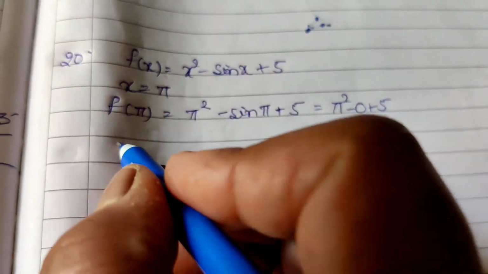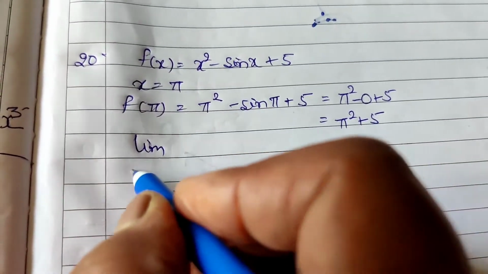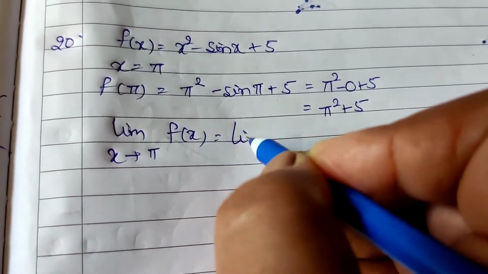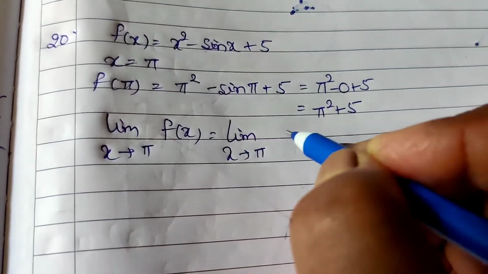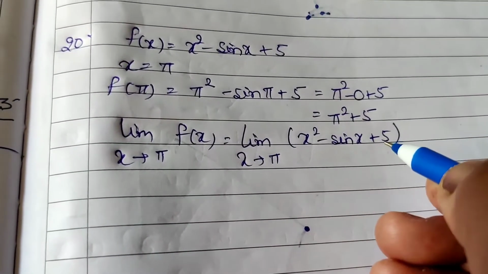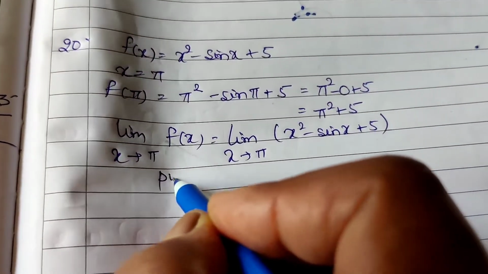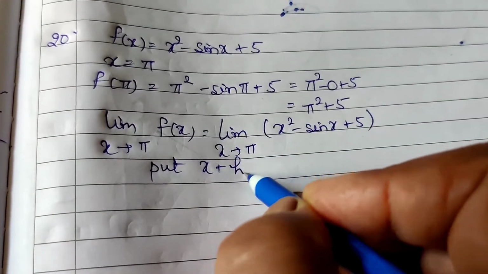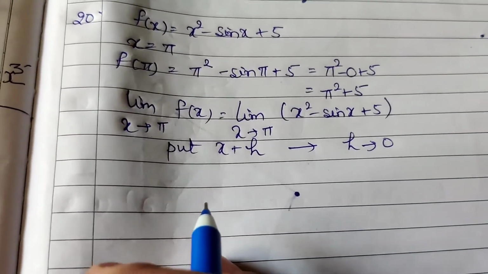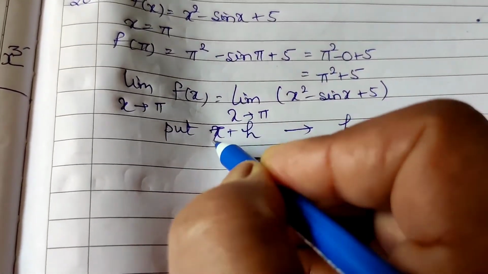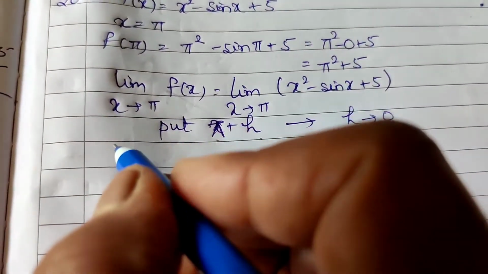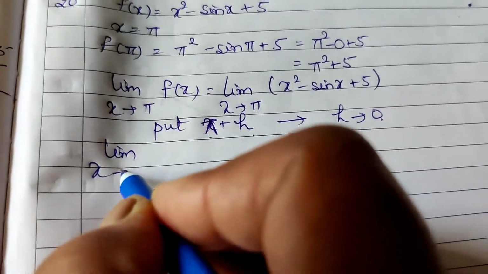Now take the limit, x tends to pi. The function is limit x tends to pi of x square minus sin x plus 5. Just put x equal to pi plus h, where h tends to 0. Sorry, x plus h means pi plus h. Put pi plus h where h tends to 0.